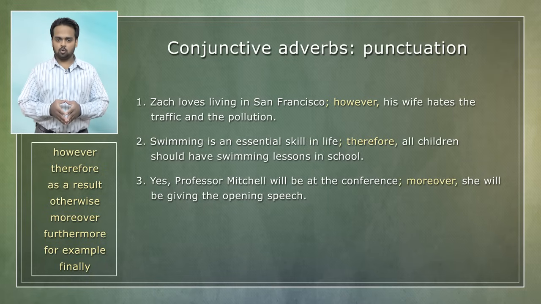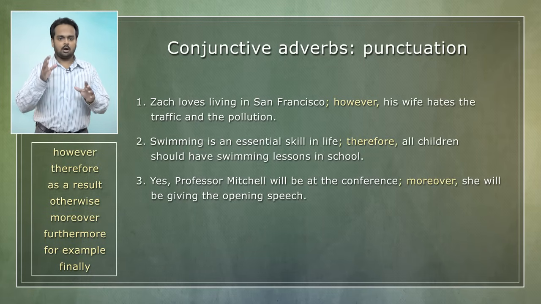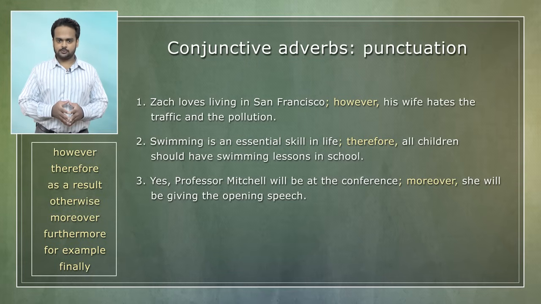This is a special rule of using conjunctive adverbs. Take the first sentence. There are two clauses. The first is Zach loves living in San Francisco. The second is his wife hates the traffic and the pollution. Notice that both of these are independent clauses. That is, they are full sentences. Conjunctive adverbs are generally used to connect independent clauses. The word however has almost the same meaning as but.